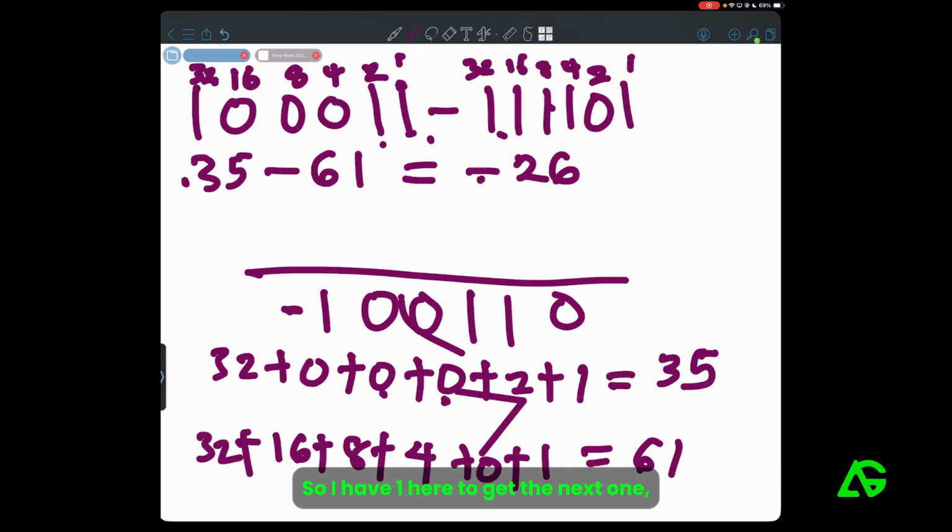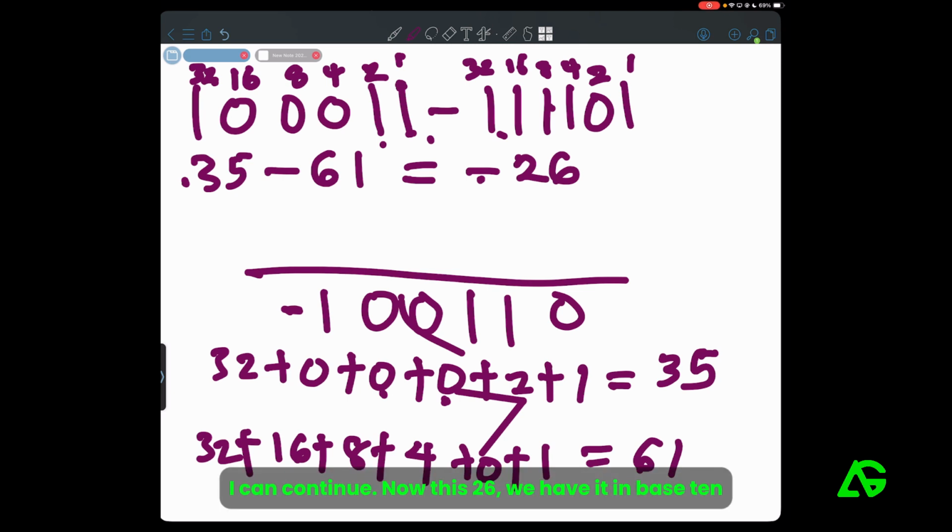So I have 1 here. To get the next one, I'll multiply the 1 by 2 since I'm working in base 2. So I have 2. I'll multiply again by 2, 4. 4 times 2, 8, like that. That is how you get each place value or weight of each of those respective digits. So I believe that one is set right.